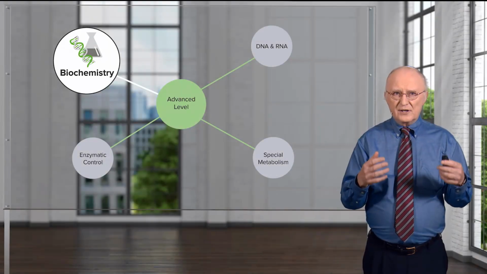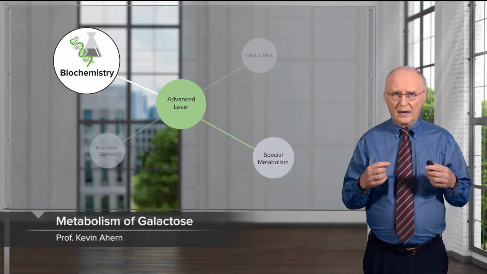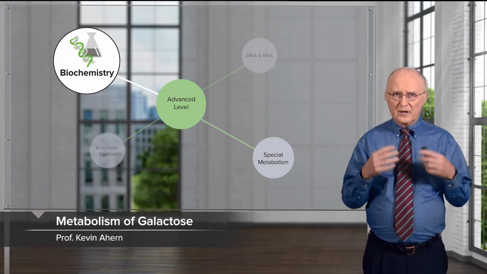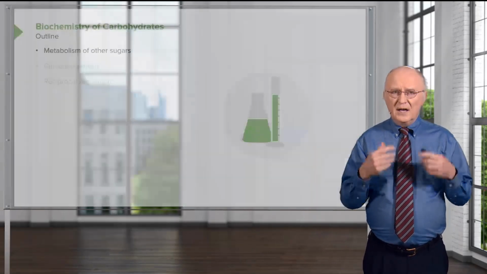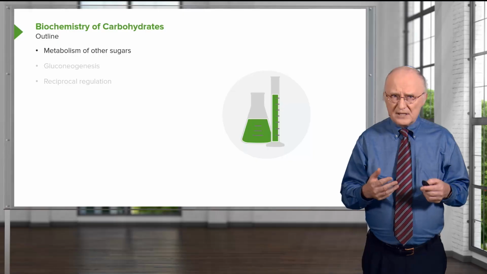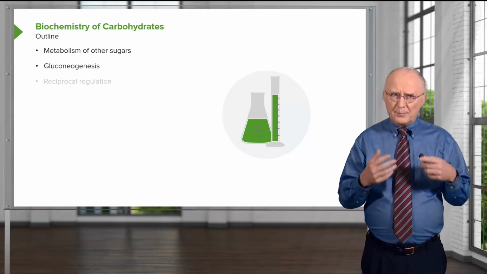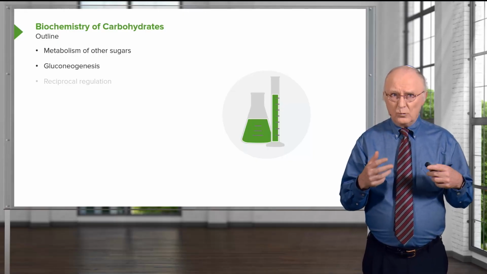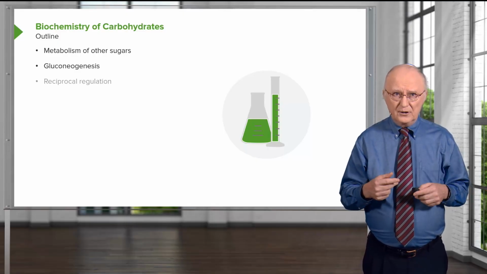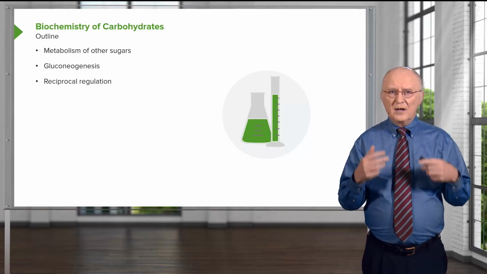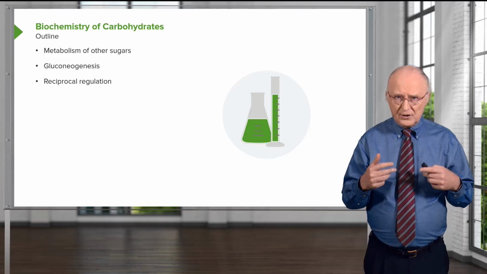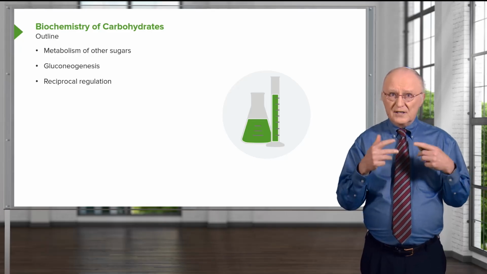In a previous lecture, I described the way in which glucose is broken down, but glucose is not the only sugar that our cells need to deal with. In this lecture, I'll talk about the metabolism of other sugars. I'll discuss the process of gluconeogenesis, and that's the way that cells make glucose that they can use. And then last, I'll talk about the phenomenon of reciprocal regulation, the way cells control sugar metabolism.